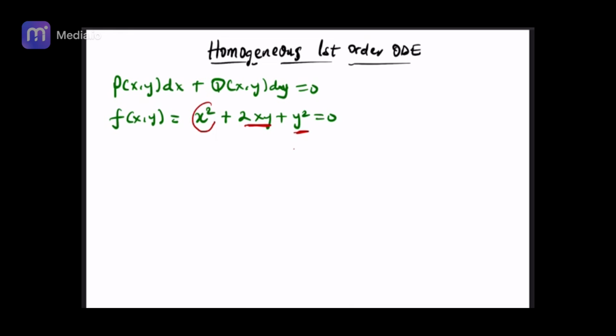Therefore, it is homogeneous. However, if I have a function, say g(x,y) = (x² − y) / (2x² + y²), this is not homogeneous because the first term has degree 2, the second term has degree 1, and the other ones have degree 2. Because of this imbalance in the degrees, we say that it is not homogeneous in x and y because of this y term.